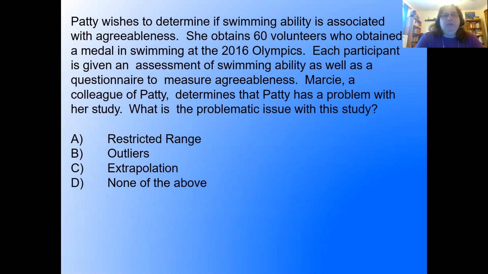Patty wishes to determine if swimming ability is associated with agreeableness. She obtained 60 volunteers who obtained a medal in swimming at the 2016 Olympics. Each participant is given an assessment of swimming ability as well as a questionnaire to measure agreeableness. Marcy, a colleague of Patty, determines that Patty has a problem with her study. What is the problematic issue with this study? And the choices are restricted range, outliers, extrapolation, and none of the above. So I'll invite you once more to take a pause, think about it.